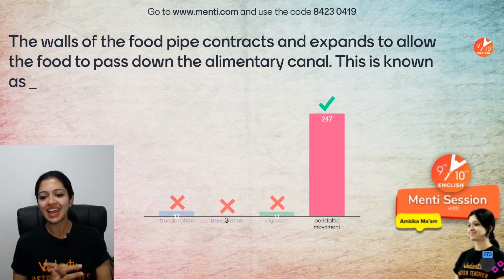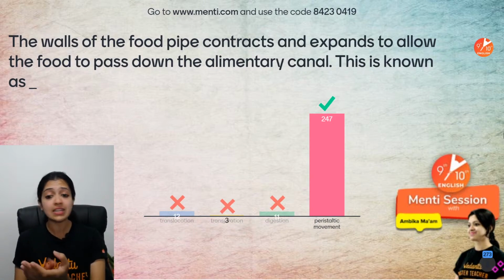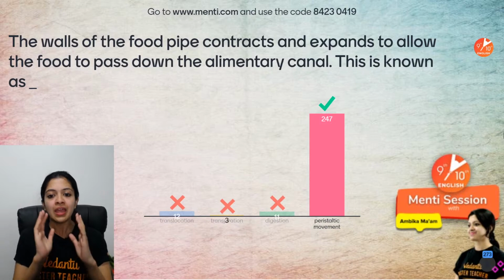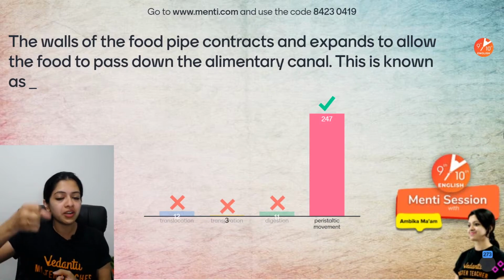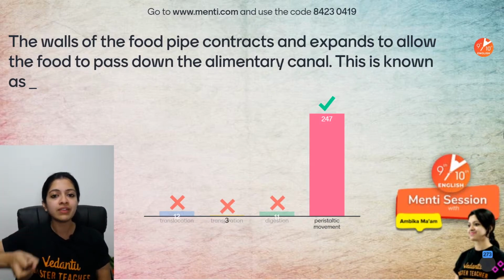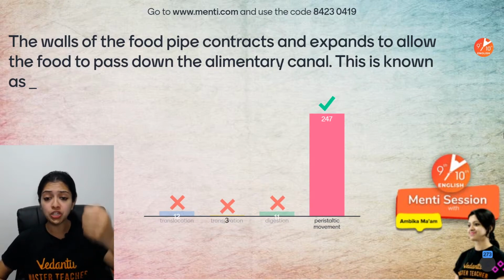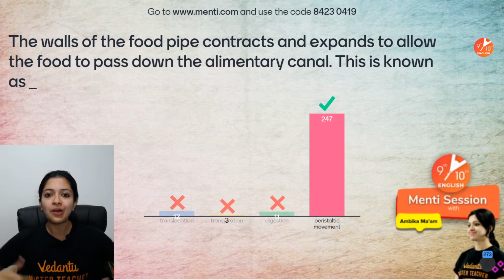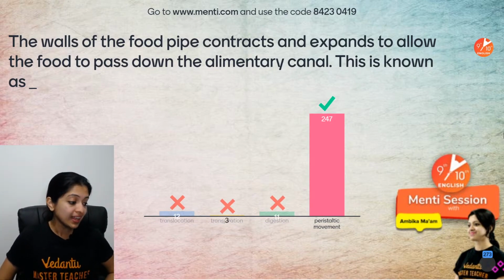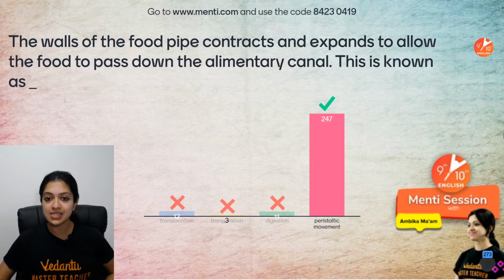All right. And peristaltic movement is indeed the answer. Again, huge majority, except very few people, majority have told me that contraction and relaxation, the wave-like movement, which pushes down the food along the entire length of the alimentary canal. We call that peristaltic movement.